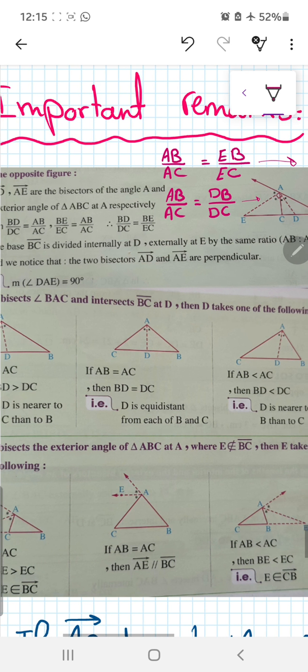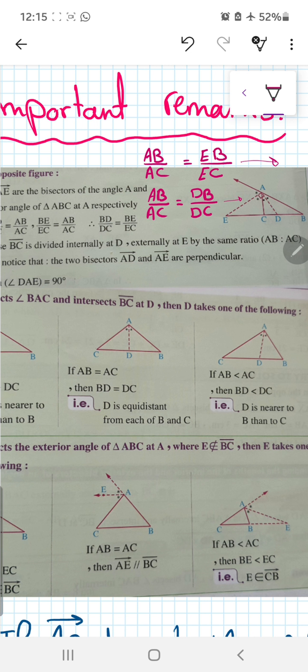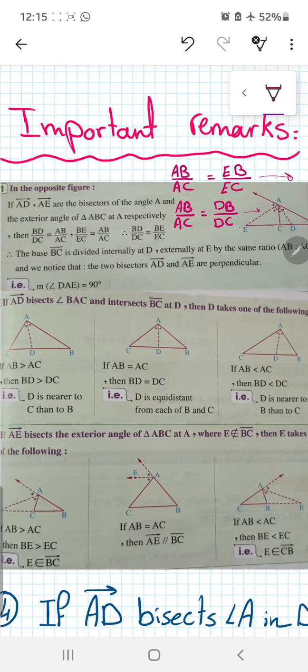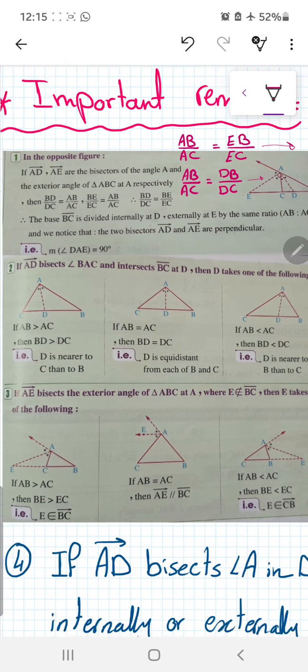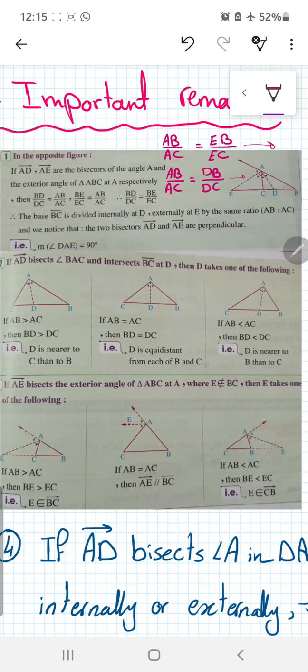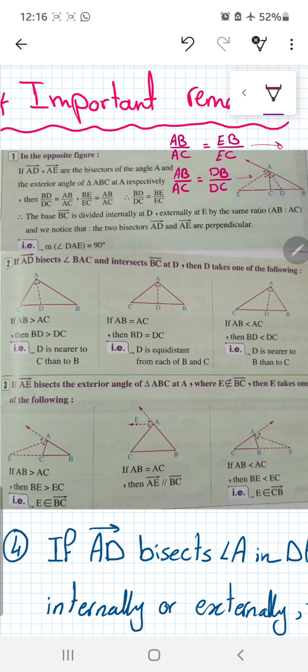And also we notice that AD is perpendicular to AE, which makes the angle DAE 90 degrees. This is the first remark. Another remark, the second remark, we need in the choose questions.